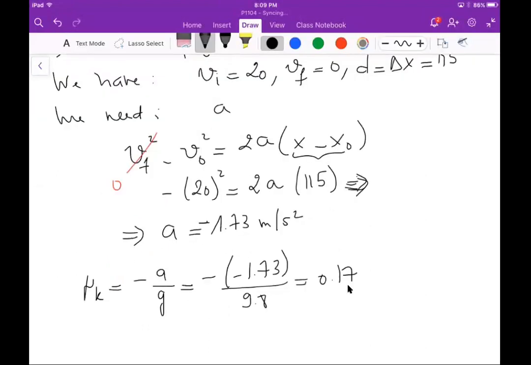So we deduce that the acceleration is equal to minus 1.73, and finally mu is equal to 0.17. So this is the value we are looking for, the value of mu k, which is equal to 0.17. So that's it for this problem as well. Let's continue with a new problem.